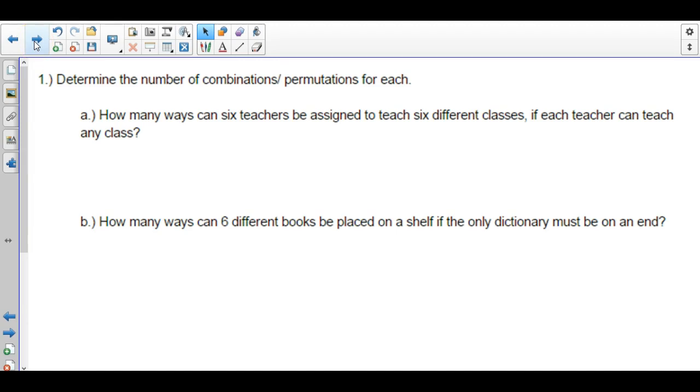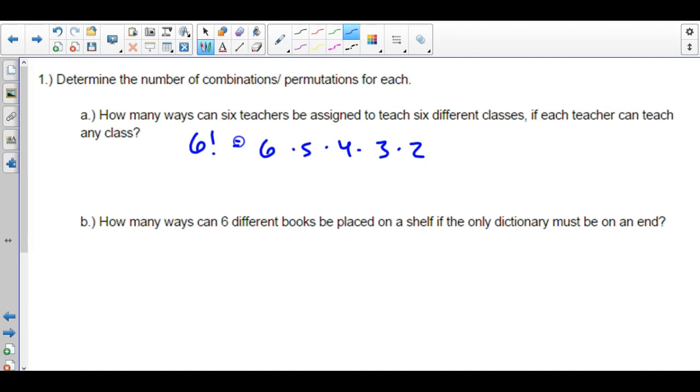ways can 6 teachers be assigned to teach 6 different classes if each teacher can teach any class? So this is a permutation, since the order is going to matter in which the teachers teach the classes. There are 6 teachers, so there are 2 ways that I can do this. I can simply say 6 factorial, meaning 6 times 5 times 4 times 3 times 2 times 1, or I can look at this as a permutation of 6 choose 6, and you're going to end up with the same answer for both of these, and that's going to be 720. So there are 720 different ways for that to happen.